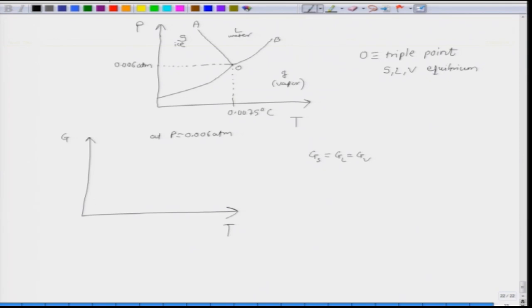So if I draw these three curves, let us say one for solid, one for liquid and one for vapor, all three curves should pass through one point or intersect at one point O, and this is the triple point. So at temperatures below this, solid is stable, at temperatures above this, vapor is stable, and exactly at the triple point temperature, all three Gibbs free energies are equal. Okay, so this is how we can develop the single component phase diagram based upon the Gibbs free energy changes.